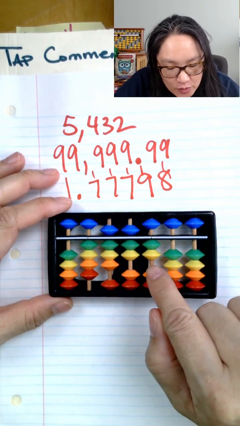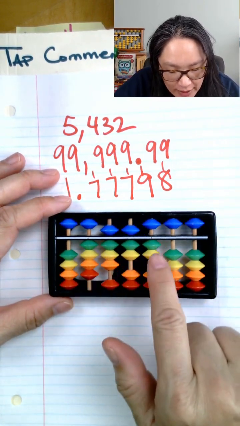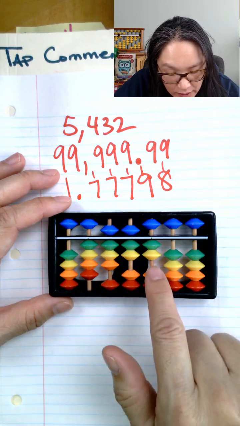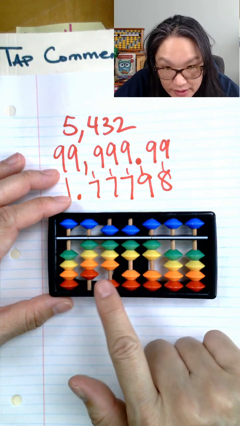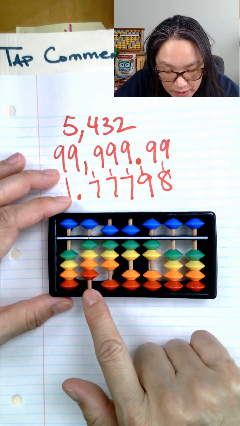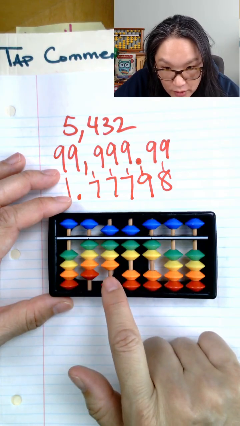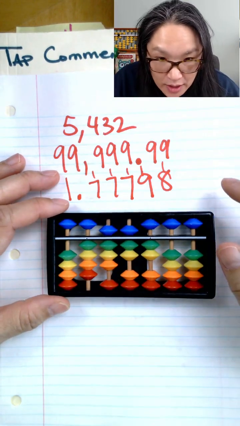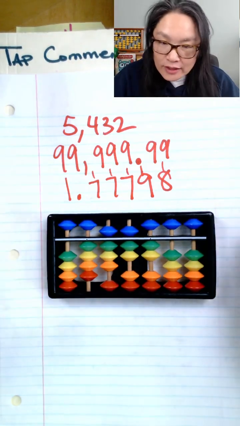Okay, so what would this number be? We have our ones, our tens, our hundreds, and our thousands. So this would be a 4, an 8, a 7, and a 2. Yes, exactly right. And hi, thank you for following me.